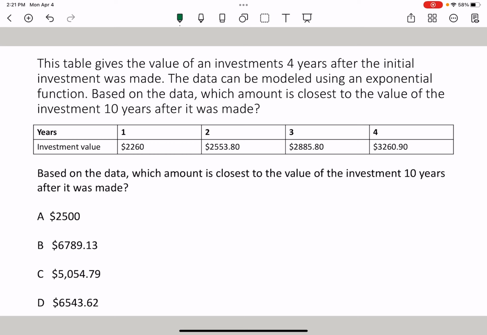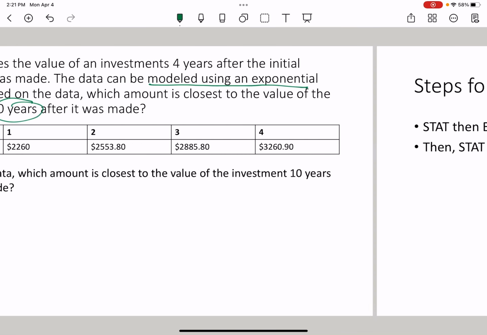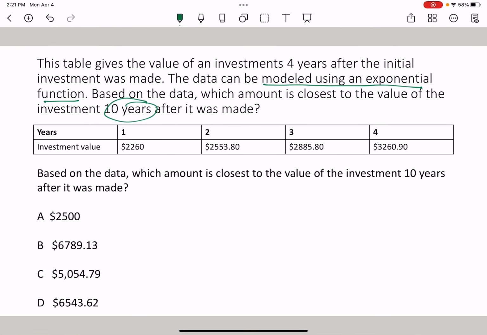So this tells me that this has a table giving the value of investments 4 years after the initial investment was made. The data can be modeled using an exponential function. Based on the data, what is closest to the value 10 years after it was made? So I need to write an exponential function, and it gives me a table of values, okay? So when I do that, I need to do the exponential regression on my calculator. So what I do for years, that's my x value, so that's L1, okay? My investment value is L2, which is my y values.